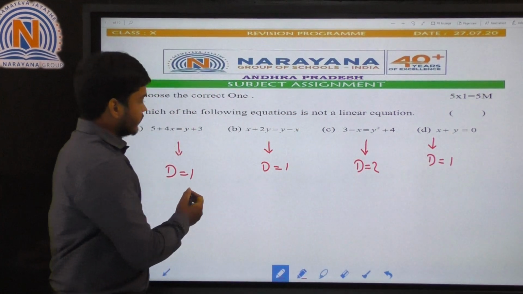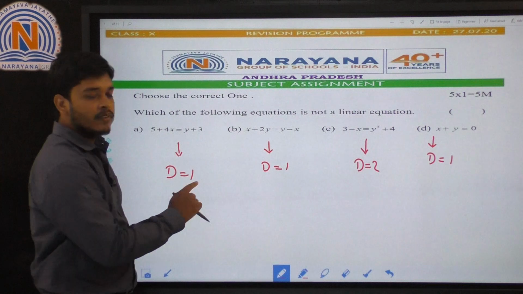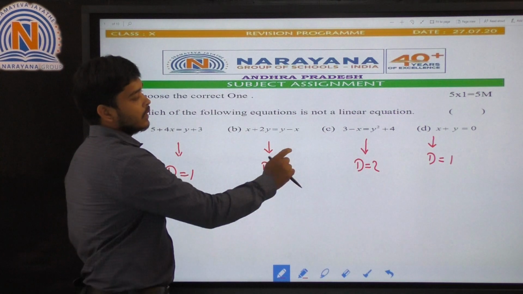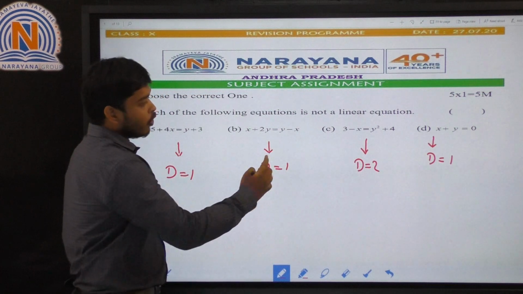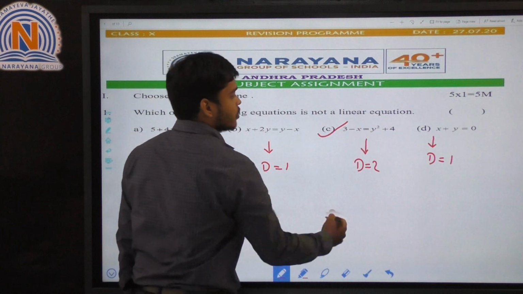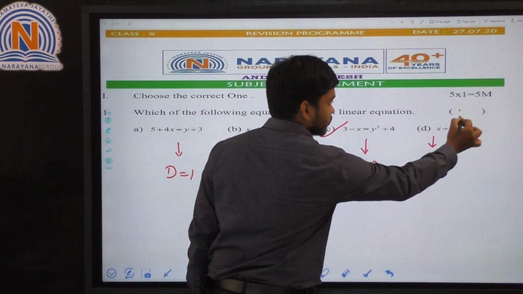See children, if the degree of the equation is 1, then it is a linear equation, and if the degree of the equation is 2, then it is a quadratic equation. In those options, what is not a linear equation? Option C is not a linear equation.